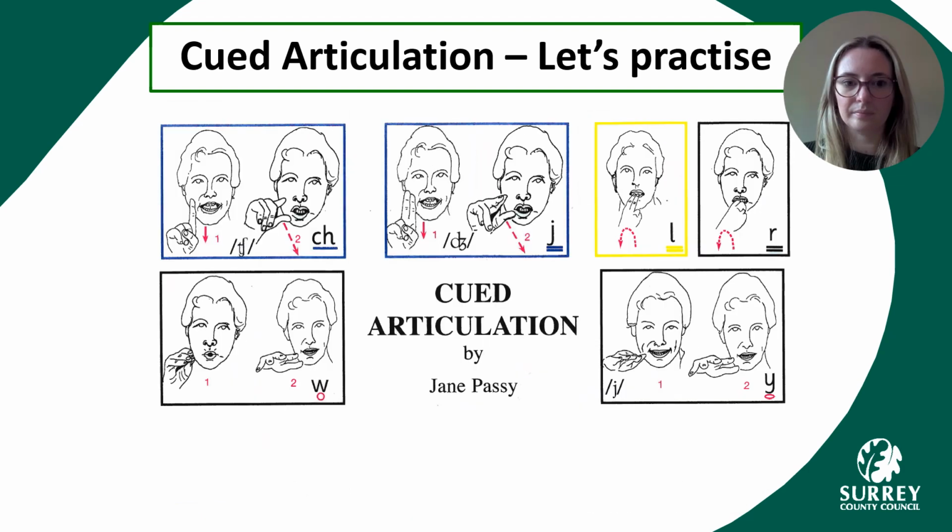So ch is a t and a sh together, so ch, ch. And then j is a d and a j together, so j, j. O, o, r, r. W, w, and y, y.